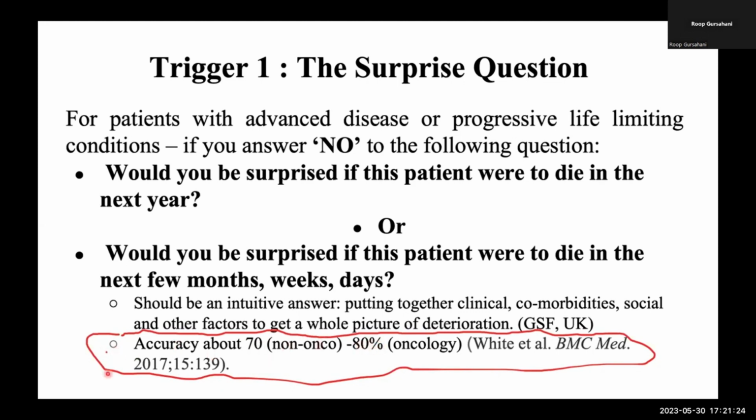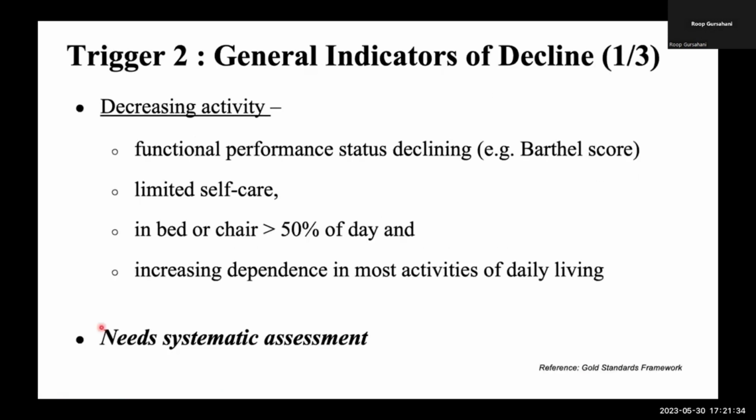In non-oncology, I think 70% is pretty routine, and it does depend on experience. What about general indicators of decline? The first general indicator of decline is decreasing activity. As somebody nears the end of life, they find it more and more difficult to carry on activities of daily living. They are in bed or chair more than 50% of the day. And obviously, this needs to be assessed systematically.